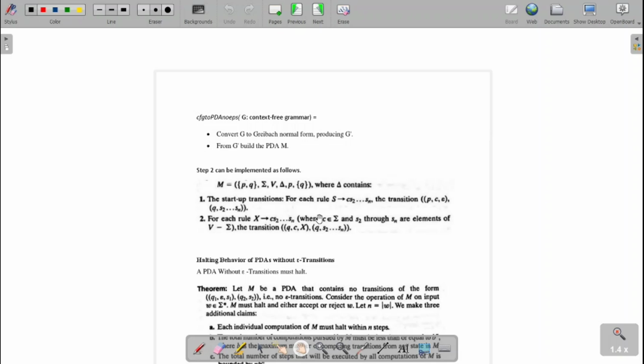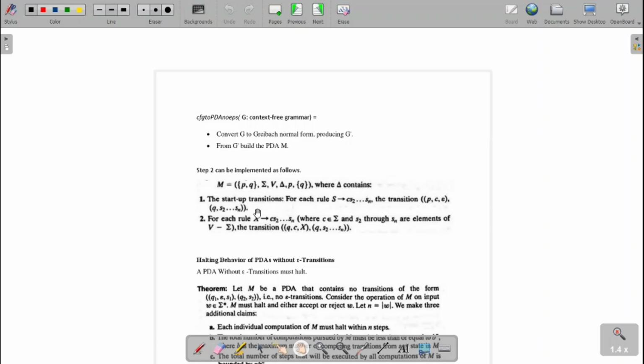What is the first method over there? Given a grammar, a PDA will normally be represented by the GNF, that is, the Greibach normal form. Convert your grammar to GNF, and from that G dash we can build the PDA. Second method, step 2: M equals (P, Q, sigma, gamma, delta, P), where Q is a finite set of states.